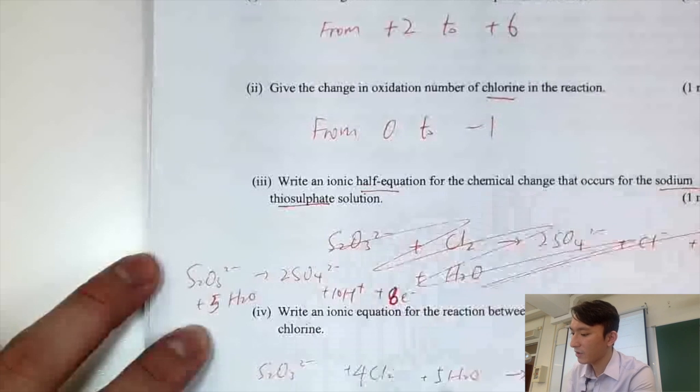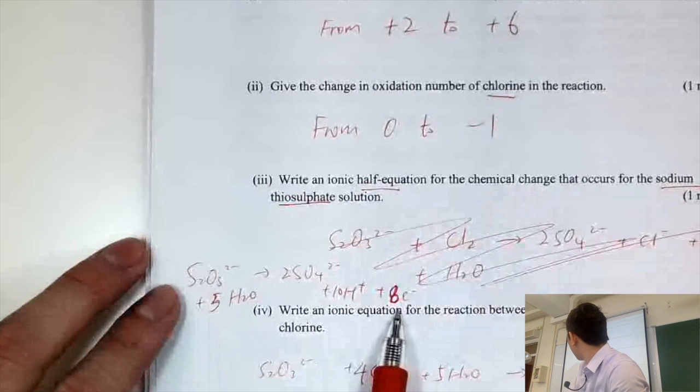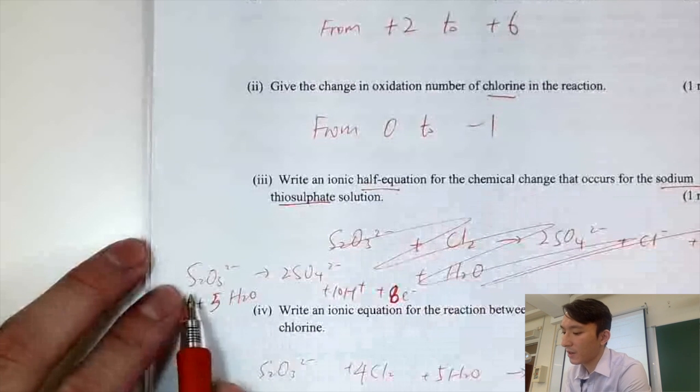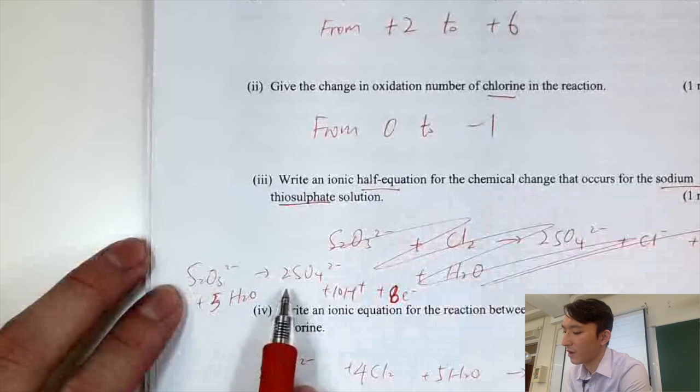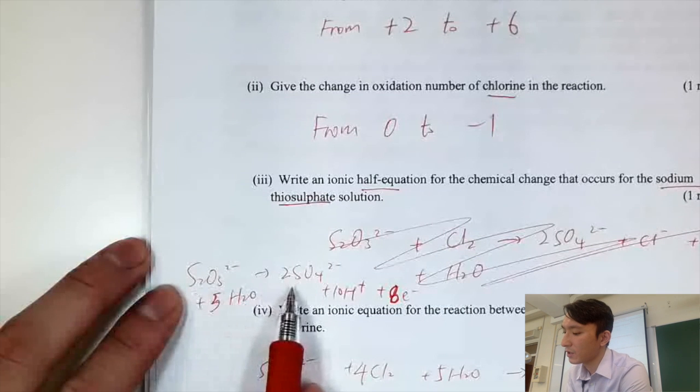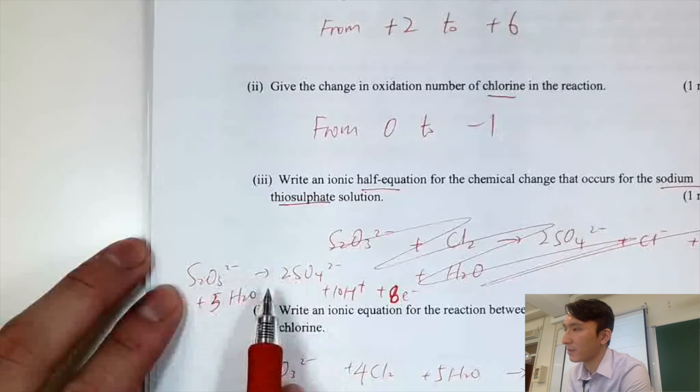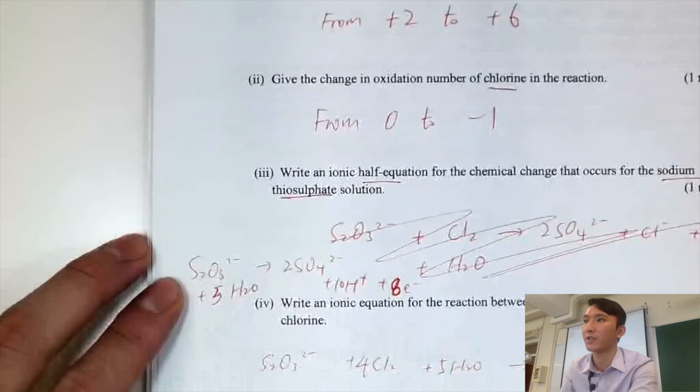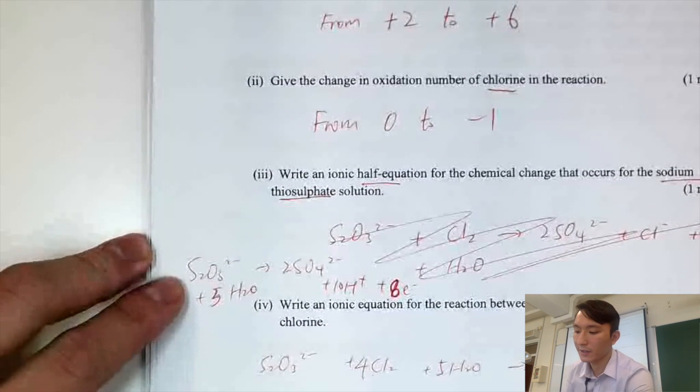Okay? And you can double check, cross check, because each sulfur atom, as it oxidizes, changes from positive 2 to positive 6. So it has lost 4 electrons. But there are 2 sulfur atoms, so altogether lost 8 electrons. We can always cross-check using this technique. Right?